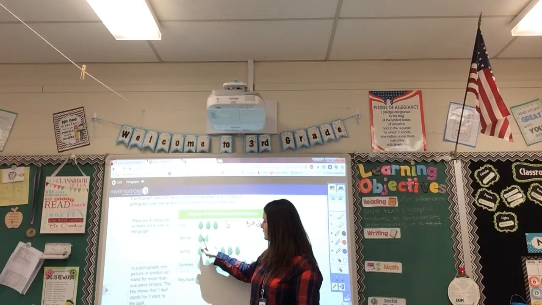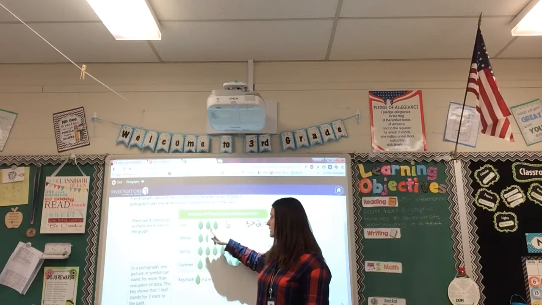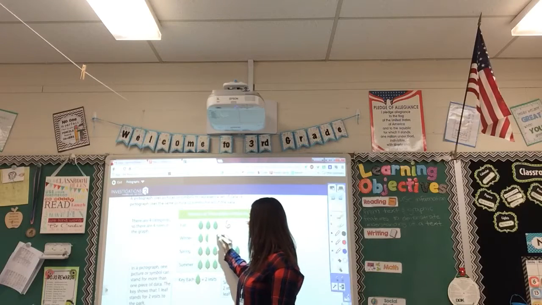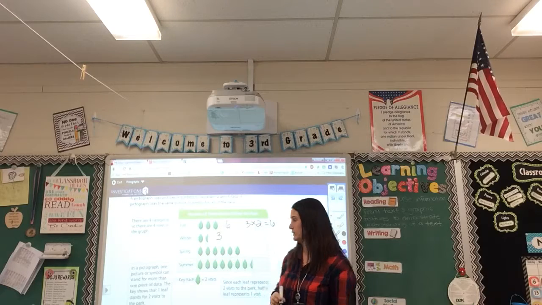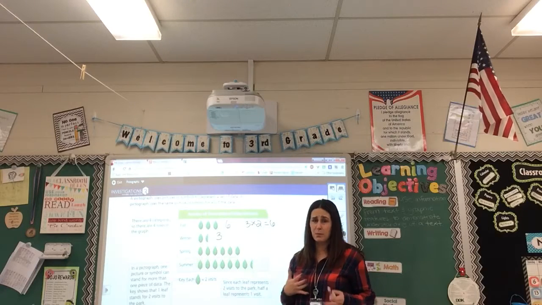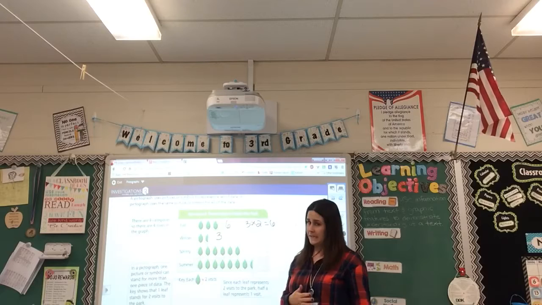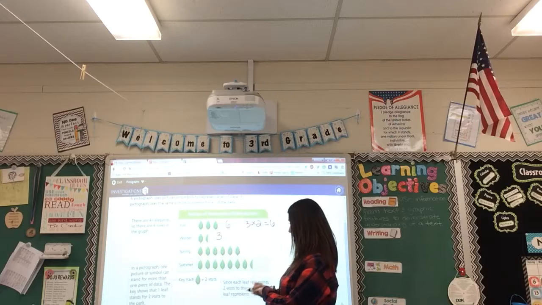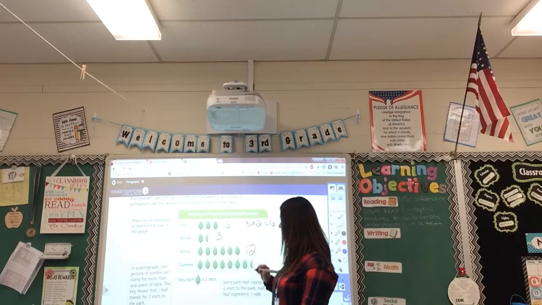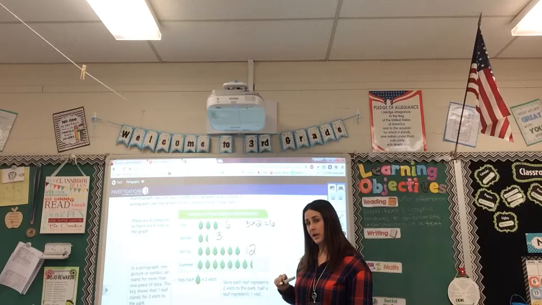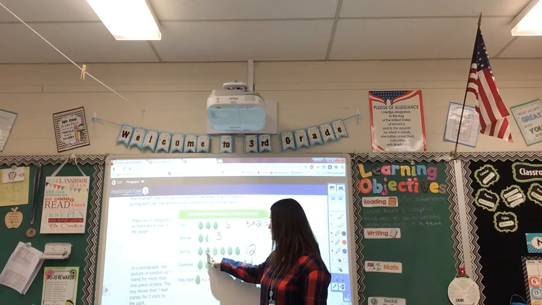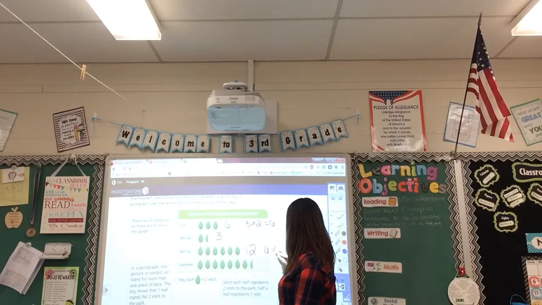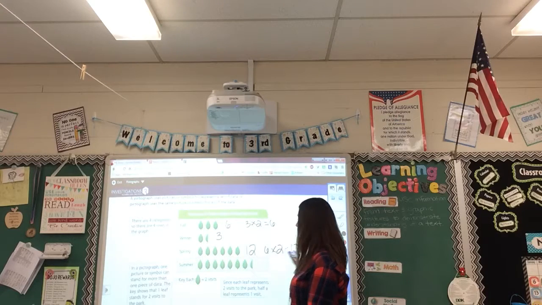Now for the winter, I see 1 leaf and a half of a leaf. I know 1 leaf equals 2 and half of a leaf equals 1. So 2 plus 1, she only visited 3 times in the winter. Now in the spring, there are many more leaves I have to count. Again, I can skip count by 2s: 2, 4, 6, 8, 10, 12, so I know she visited the park 12 times in the spring. Or I could multiply: 1, 2, 3, 4, 5, 6 leaves. So I have 6 groups of 2. 6 times 2 equals 12. I have the same answer.